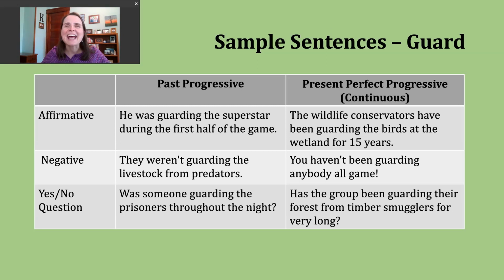Now let's move on and look at a negative present perfect progressive sentence. To do this, you start with a subject, you use have or has, whichever form matches that subject, then not, then the participle been, and then the ing form of the verb. You may hear have not combined into the contraction haven't, or has not combined into the contraction hasn't. Let's take a look at an example sentence. You haven't been guarding anybody all game.